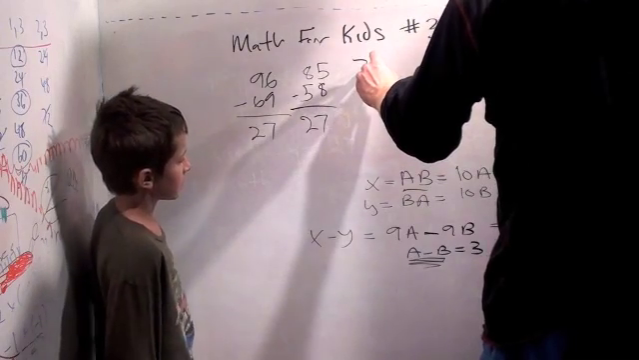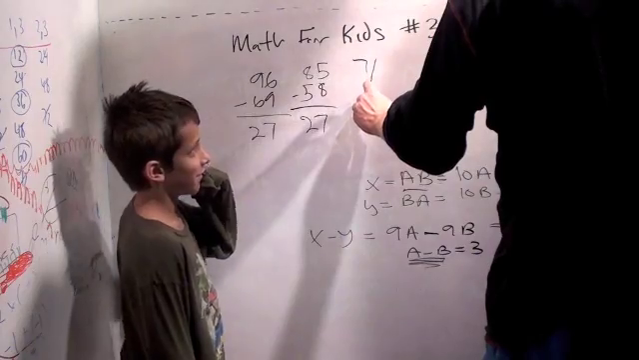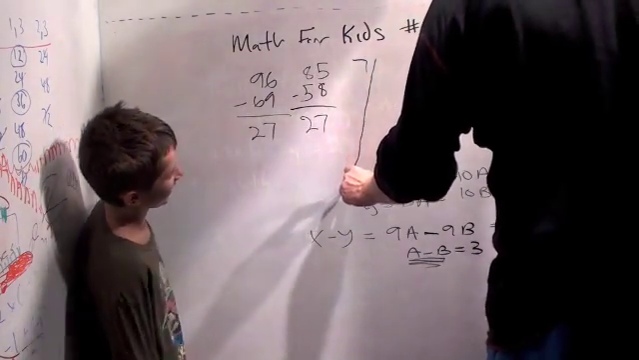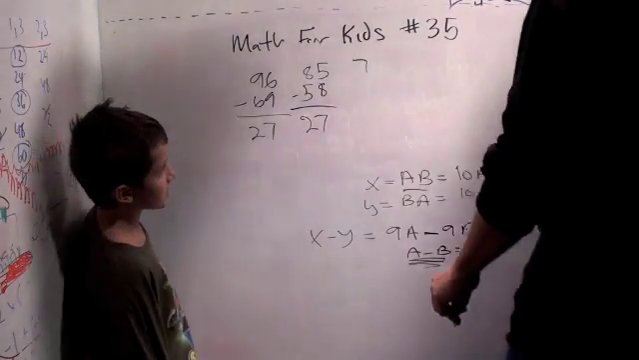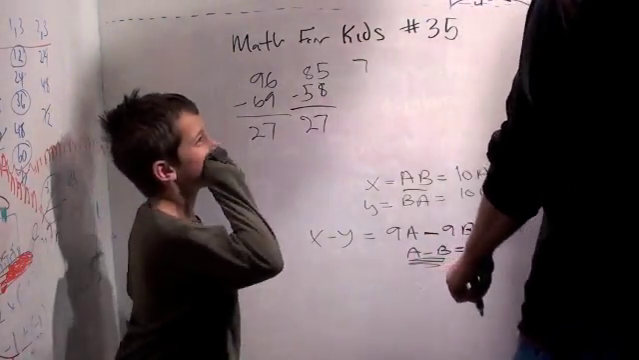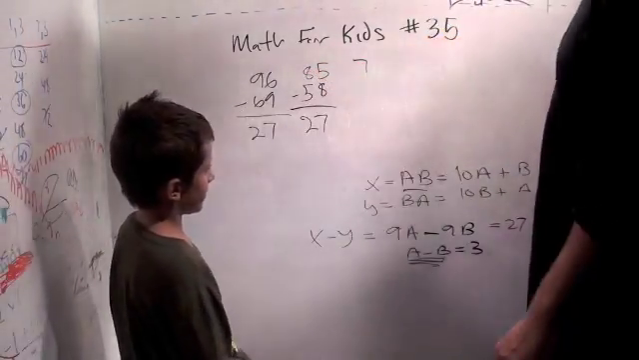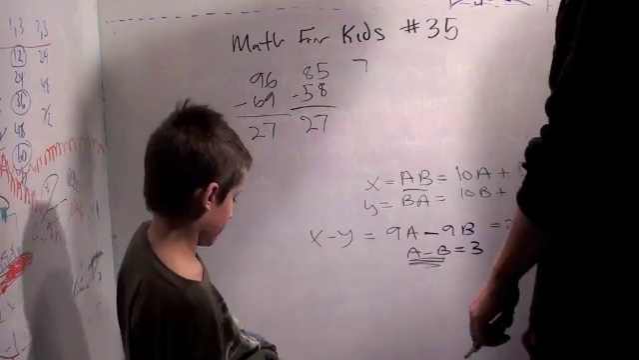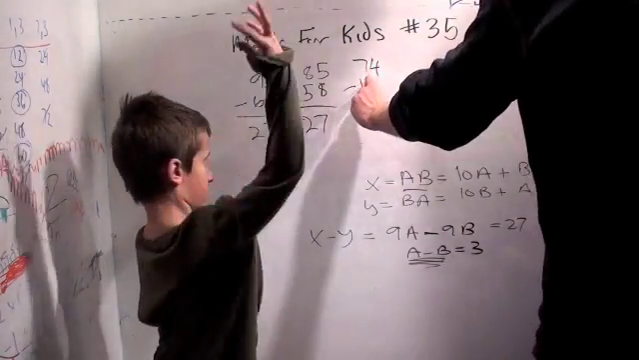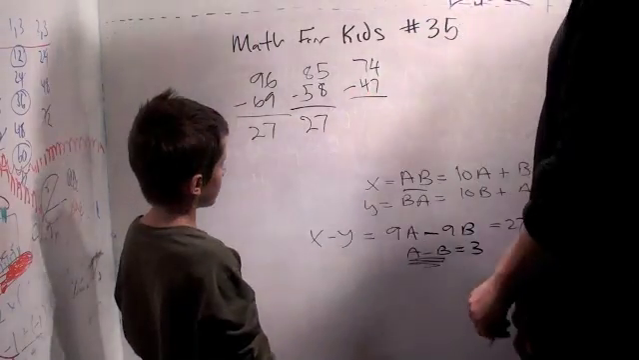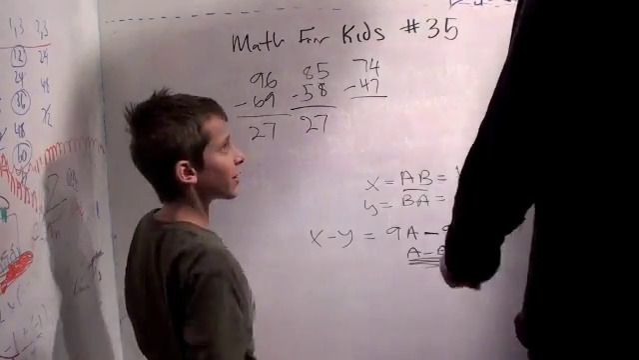Do we have a relation between the first two? Yes, A minus B is 3. So 7 has to equal 74. 74 minus 47. What's that equal to? That's 30 minus 3. It's also equal to 27.